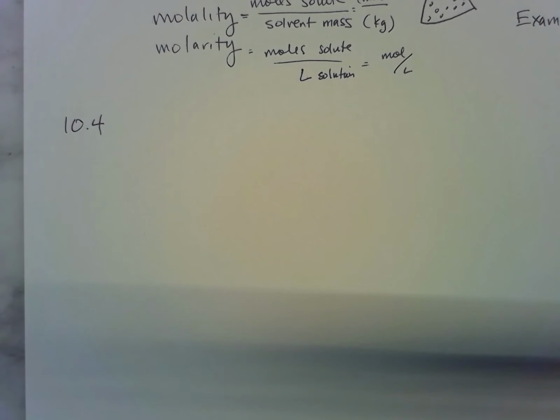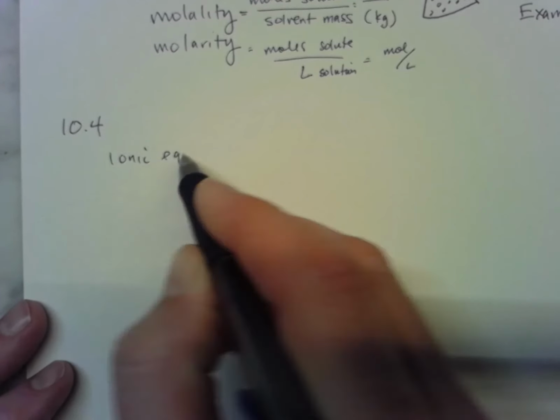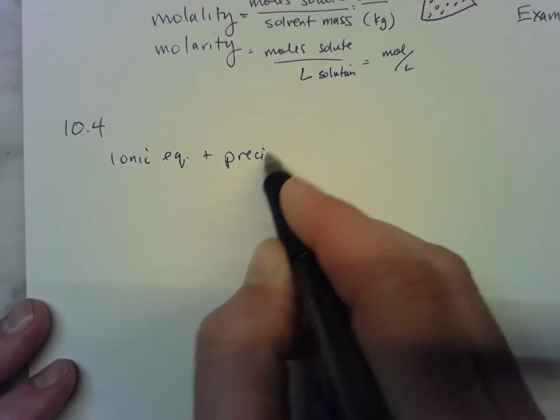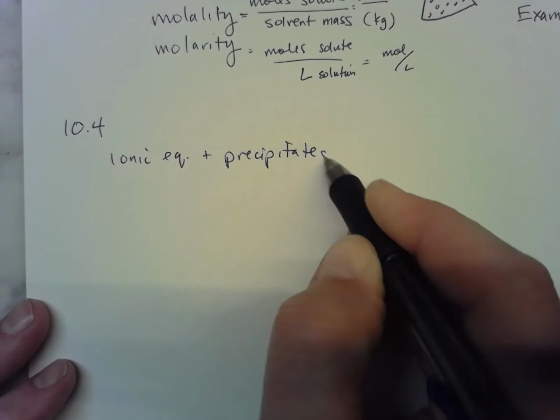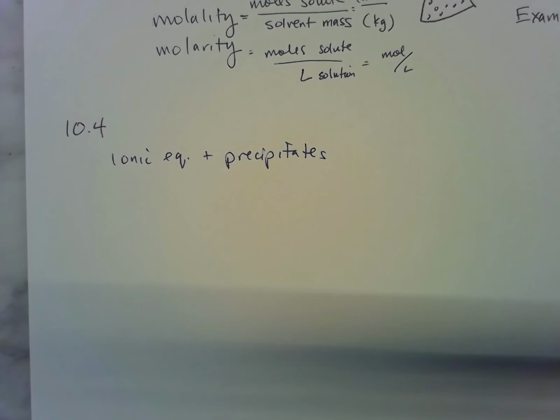All right, so what we're going to talk about today is ionic equations and precipitates. And that's not precipitants, it's precipitates. Like the verb is precipitate, and the thing that does the precipitating is a precipitate.